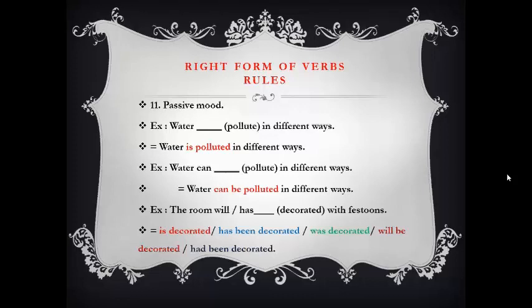Water can pollute in different ways. Water can be polluted in different ways. This is passive mood. Another example is the room has decorated with festoons. So the answer is decorated, or has been decorated, or was decorated, or will be decorated, or had been decorated. The subject varies the answers. So now let's watch the next slide.